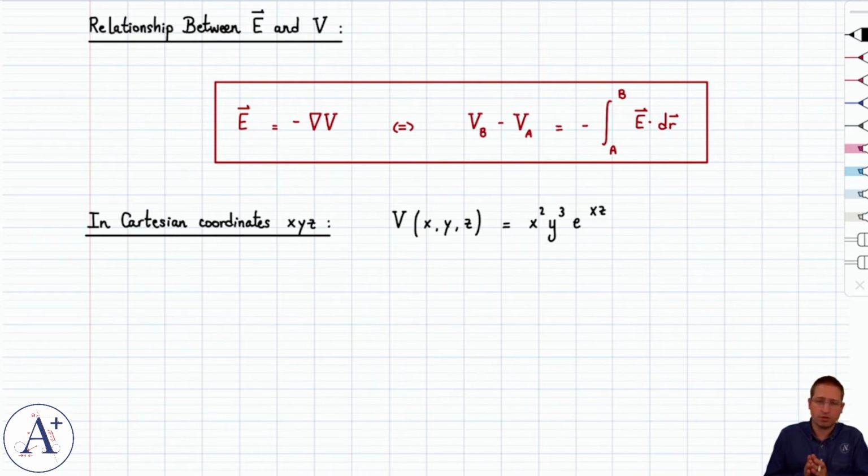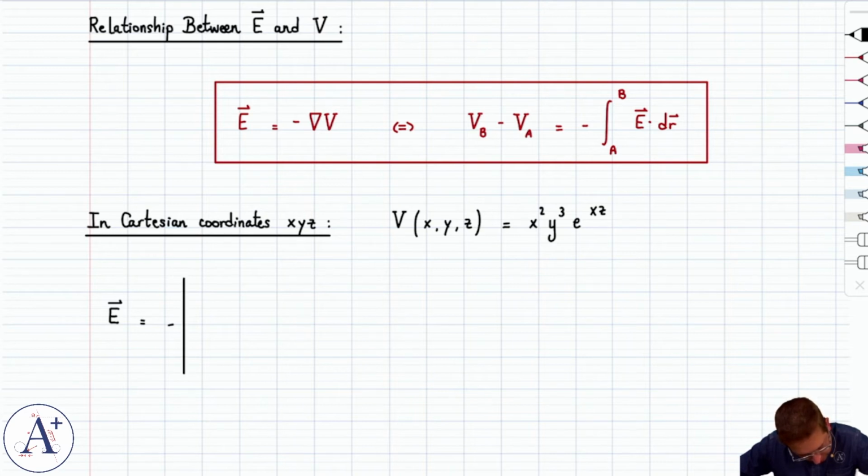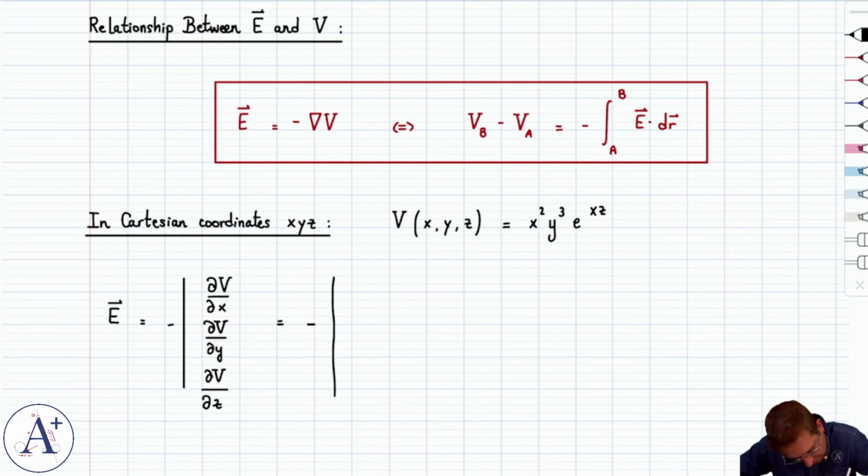Now, of course, there's a gradient in Cartesian coordinates x, y, z, but also in cylindrical coordinates and spherical coordinates. So we're going to do one example of each just to remind ourselves of the expression of the gradient so that we've seen all three cases before we start to do more problems. So in Cartesian coordinates, E is going to be equal to minus the gradient of V, and in terms of components, that's partial V partial x, partial V partial y, partial V partial z. Those are going to be the three components of the electric field. So it's going to be minus, and here are our components.